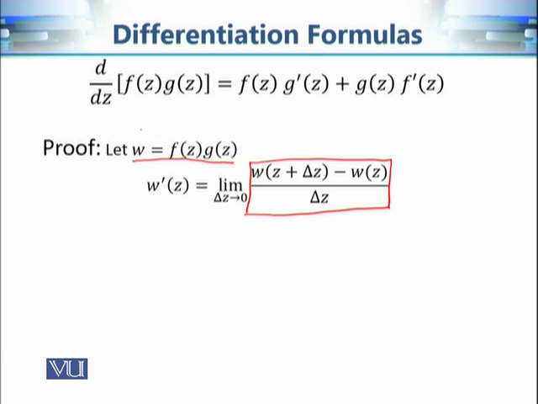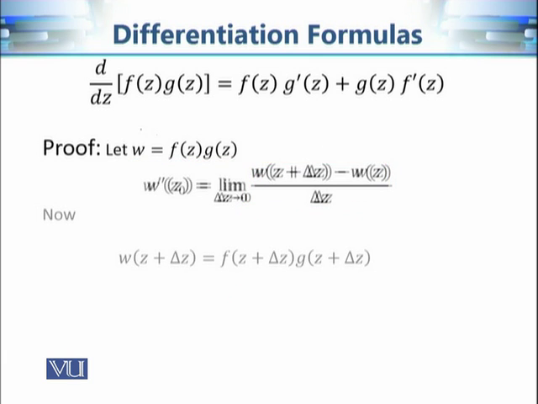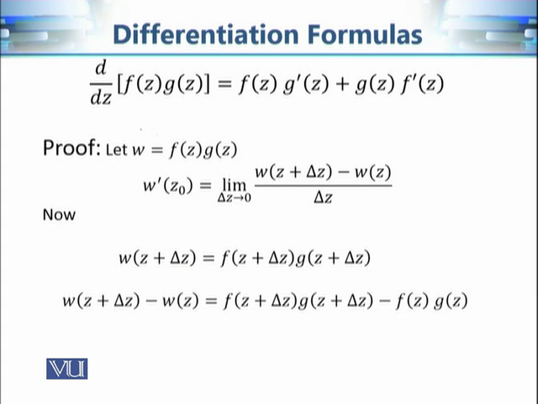And to calculate this factor, let's first calculate what is w of z plus delta z. In place of z, now we have z plus delta z. So of course, if w is equal to f of z g of z, we just replace z with z plus delta z in this case and in this case. So it becomes f of z plus delta z g of z plus delta z. So this is w of z plus delta z. And of course, what is w of z? This is just f of z g of z. So we have the following equation: w of z plus delta z minus w of z is equal to this thing.